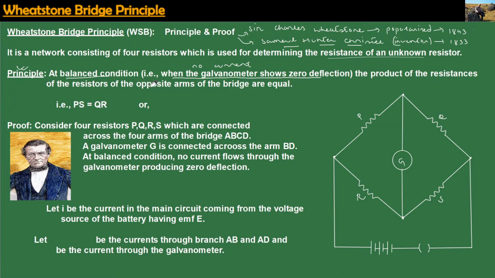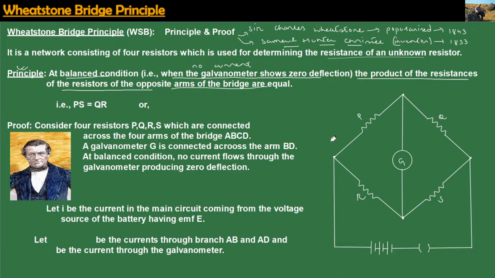That is point number 1. In such a condition, if there is no current flowing to the galvanometer, although current in the main circuit will be there, the bridge is said to be balanced. This bridge is said to be balanced if and only if the product of the resistances of the resistors of the opposite arms are equal.